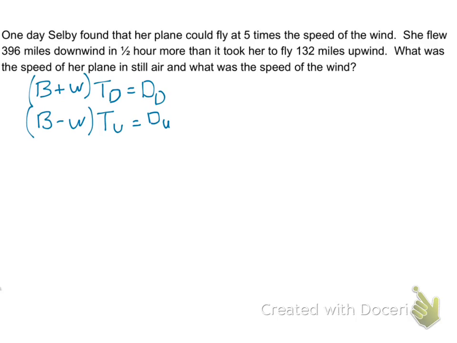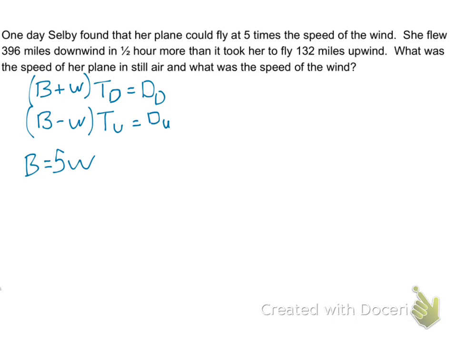What's the connection between the plane and the wind? Does B equal W? Are they the same? One faster than the other? B and W are the rates. How fast are they going? 5 times what? So the plane, B, is 5 times faster than the wind. That'll be helpful. That means I'll be able to get rid of the B's, right? Make them all W's.